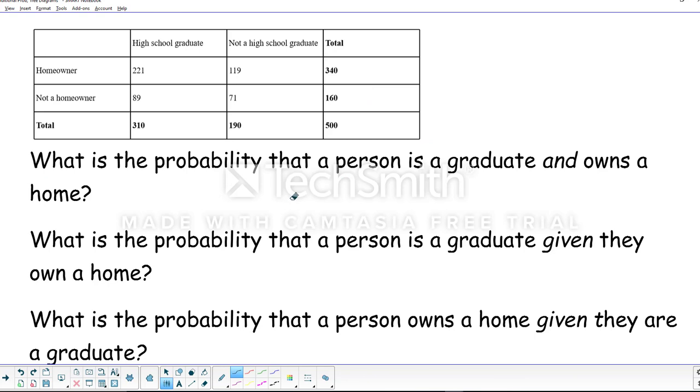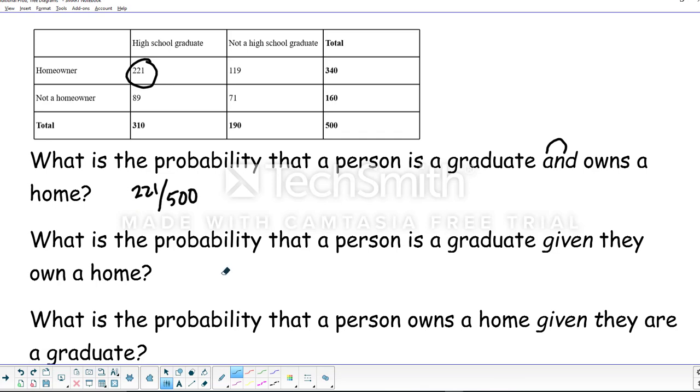So first couple of examples that we have, these are directly from your notes, okay? This table you have on your half sheet examples will revisit the same prompt that we had last time, but we'll go through this real quick because this is just really review. What's the probability that a person is a graduate and owns a home? That's an intersection probability, which means we are looking at the intersection between those two, and that we answered yesterday: 221 out of 500.